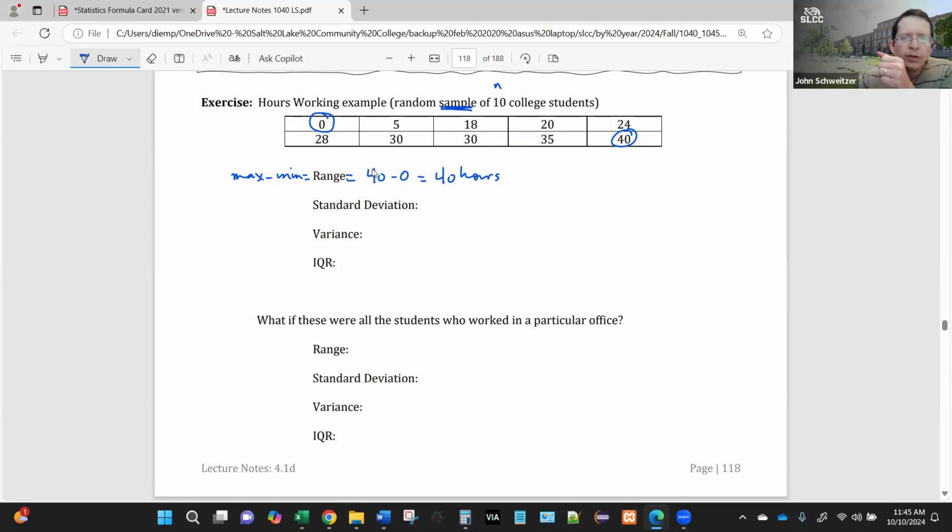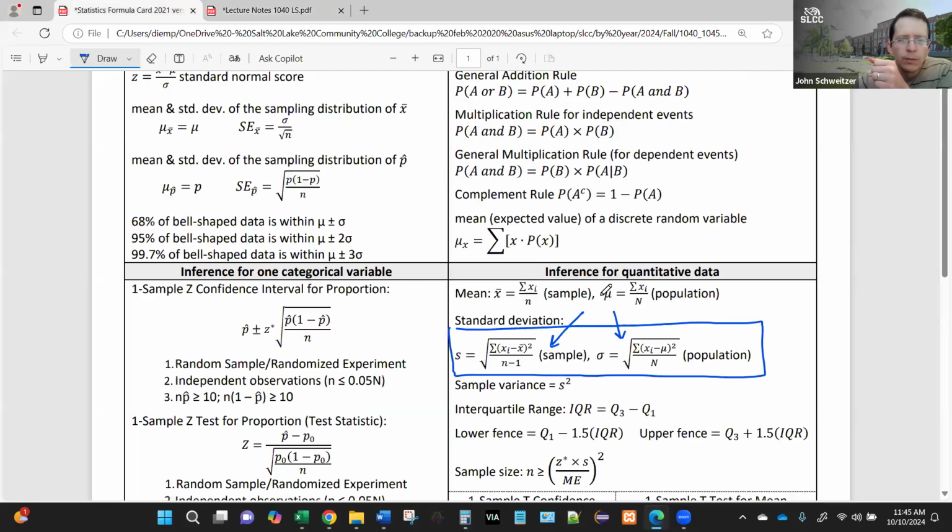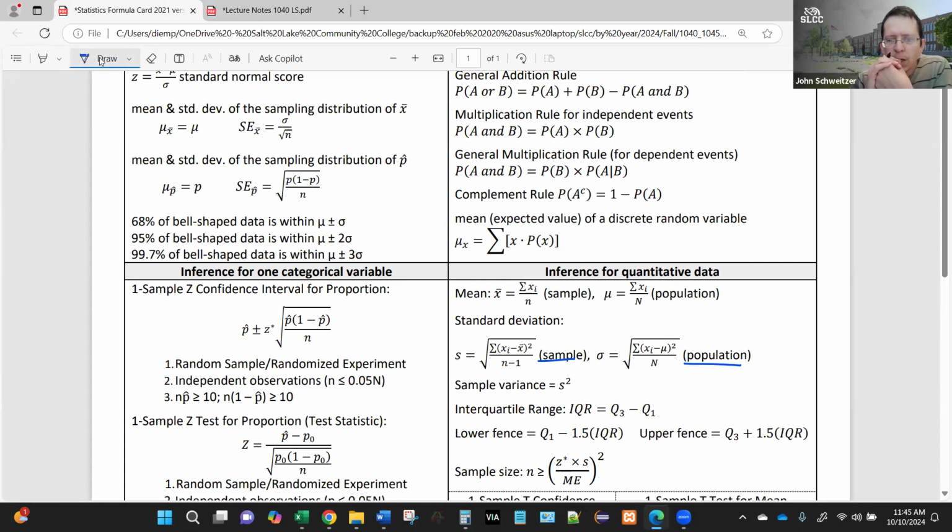Okay, so there's two formulas for the standard deviation. There's the one for the sample, and then there's the one for the population. So which one would we use if we were going to do this by hand? We would use this one right here.